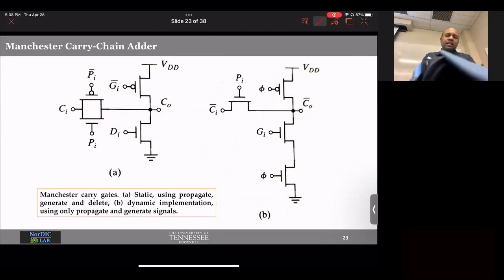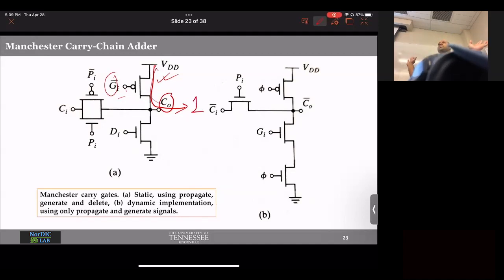Okay. Let's calculate the carry. How many of you remember the generate, delete, and propagate signals? Generate was: no matter what the carry in was, just create or generate a carry. That's what generate does. What does delete mean? No matter whether you had a carry in or not, delete the carry out. There will not be any carry out, right? Okay, let's see. This is the generate signal, and this is a PMOS. When this PMOS is activated, this output will be 1. Am I making sense? So if you provide the generate signal, carry will be 1 for sure. So it's generating.